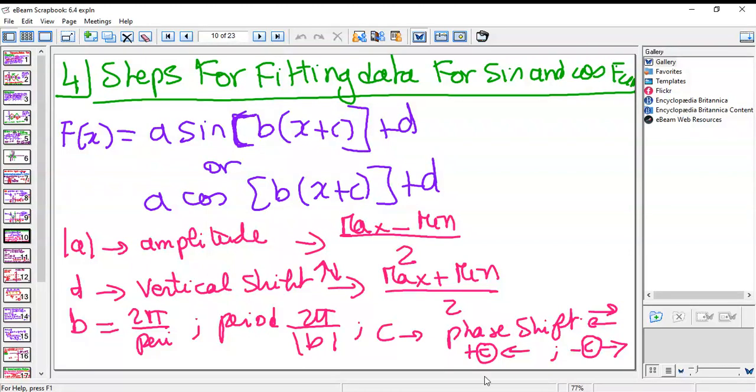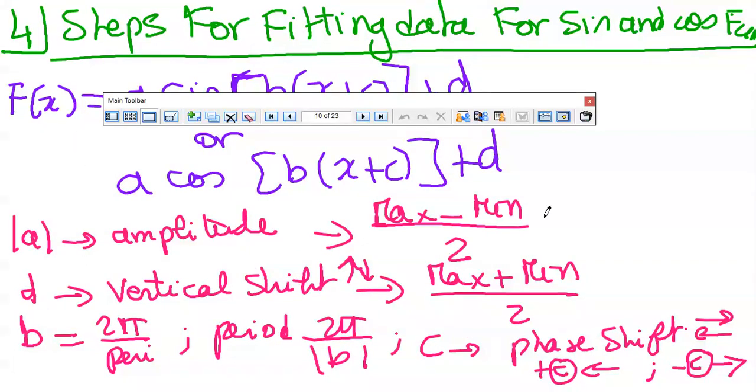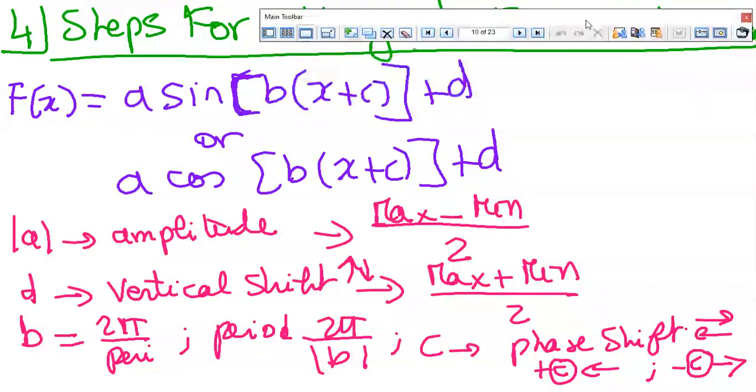Let's start part 4. In this lesson, we first did how to graph sine, how to graph cosine, how to graph tangent, and then in the preceding video, tangent and secant. Now we're going to move to part 4, fitting data for sine and cosine functions. So I will be able to graph sine and cosine with all the transformations that they can give me. The general form that you'll see, guys, is a sine(bx + c) + d, or a cosine(bx + c) + d.